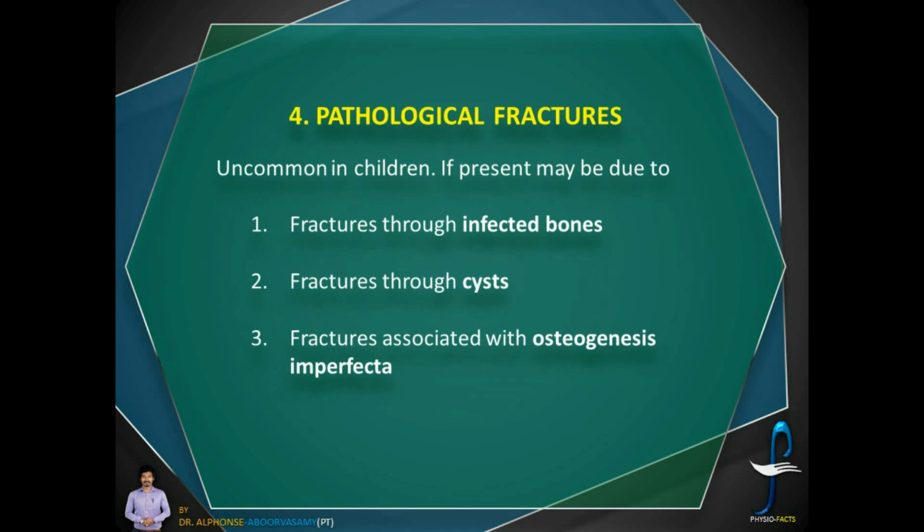Pathological fracture, which is very rare in a child, but there are possibilities. It may be because of fracture through infected bones, fracture through cysts as in tumors, fractures associated with osteogenesis imperfecta.